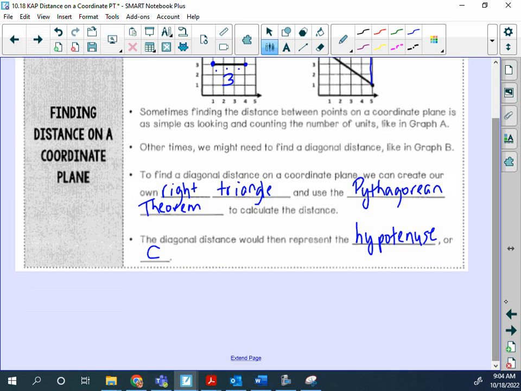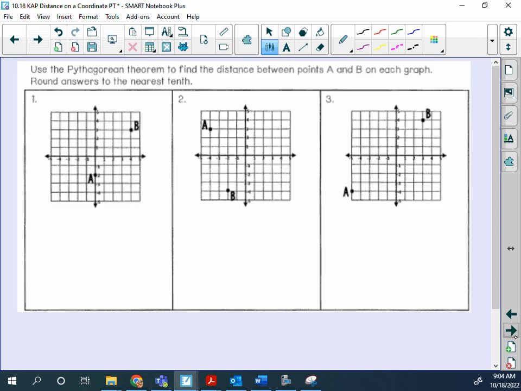You ready? Okay, so let's actually do it. It says use the Pythagorean theorem to find the distance between points A and B on each graph, round to the nearest tenth. Okay, so step 1 is to do what? Yeah, create a triangle. So let's connect them.